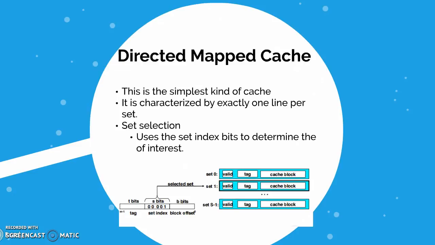Direct map caches are the simplest kind of cache. This type of cache is characterized by exactly one line per set. The set selection uses the set index bits to determine the bits of interest. As we can see in this picture, we can see how the direct map cache works.